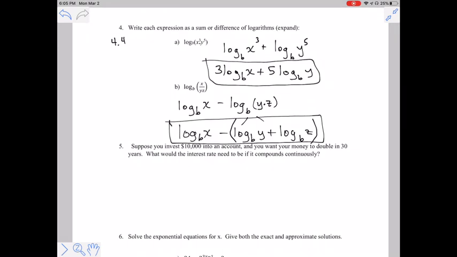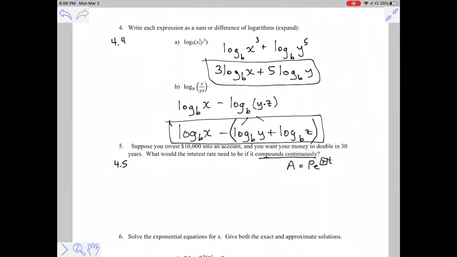Okay, question 5. This is from 4.5, and a little bit from 4.2 when we learned about continuously compounding interest, but more from 4.5, solving exponential equations. The key phrase here is compounds continuously. This should be an indication to you that we're using this formula. And then it says, what interest rate do you need? So we're solving for the rate, which is a variable in the exponent.